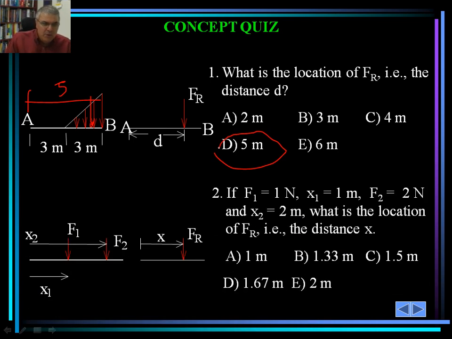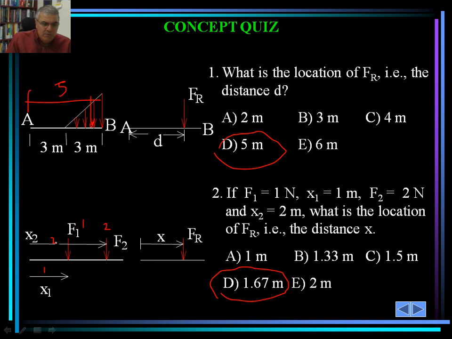Next, if F1 is 1 Newton, X1 is 1 meter, F2 is 2 Newton, X2 is 2 meter, what is the location of F sub r and the distance X in this case? The answer is D, or 1.67 meter. Again, as you can see, the F1 is 1 Newton, F2 is 2 Newton, and X1 is 1 meter, X2 is 2 meter, okay?